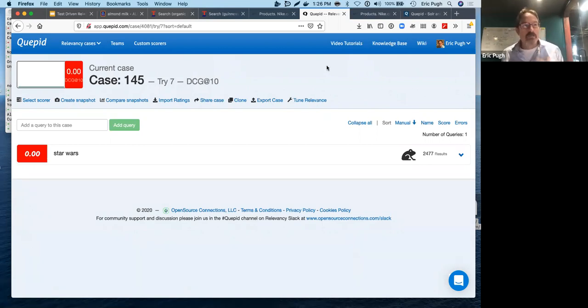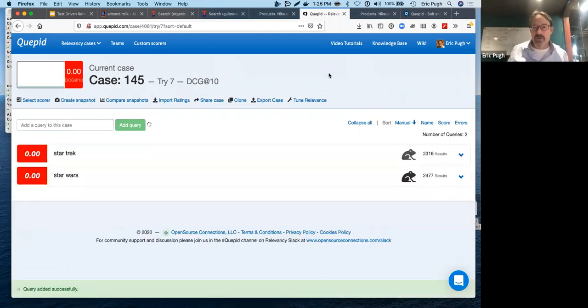There is the measurement side, right? Remember I said the measurement side, and the improving search side. So step 1 is we need to figure out how to put some numbers on the quality of our search. So I'm going to go ahead and put in queries: Star Wars, Star Trek. If anybody has a favorite movie they want, throw it in the chat and I'll go ahead and add it to our case.